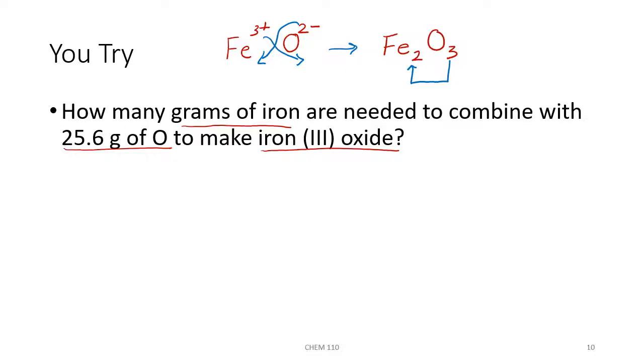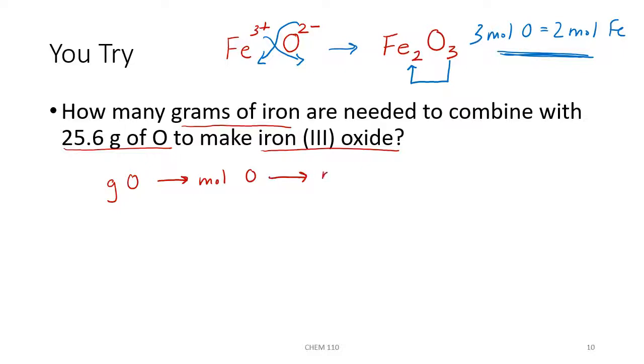And if we write a relationship for our subscripts here, 3 moles of oxygen are always equal to 2 moles of iron, according to our chemical formula. So we're going to start with our grams of oxygen. And in order to use our relationship that we wrote, we have to be in moles. So we're going to convert our grams of oxygen to moles of oxygen. And then we're going to use our conversion factor to go from moles of oxygen to moles of iron.